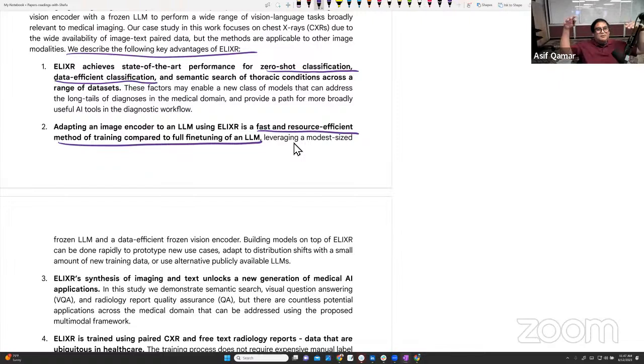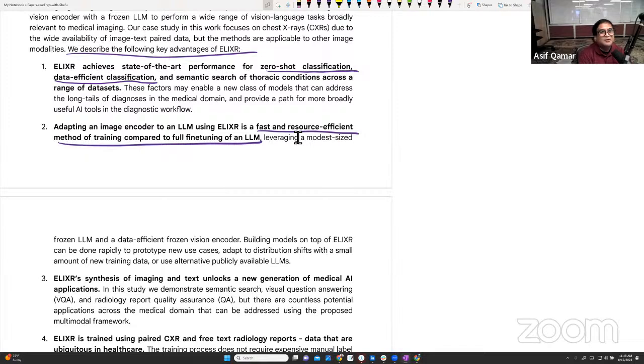Remember that what the Q-former, BLIP-2 basically says is: get a great vision encoder, get a great language model, and just align the two. The Q-former aligns the two. So it will obviously be fast, because the original Q-former was only 188 million parameters. Much like today, it's almost like a baby model in the world of these ginormous models. So it's a fast and resource-efficient method of training compared to full fine-tuning of today.